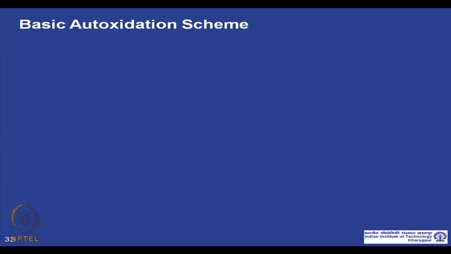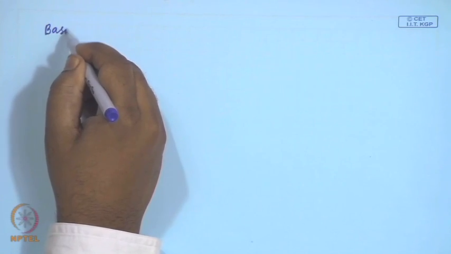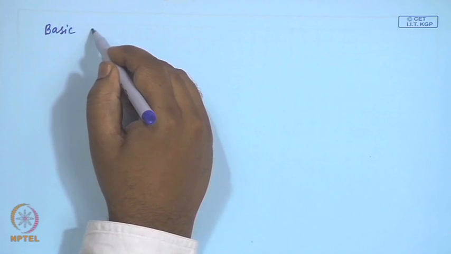Now, to know the antioxidant additives which are used, let us discuss the basic auto oxidation scheme for a minute. So, let us go through and look at this basic scheme.